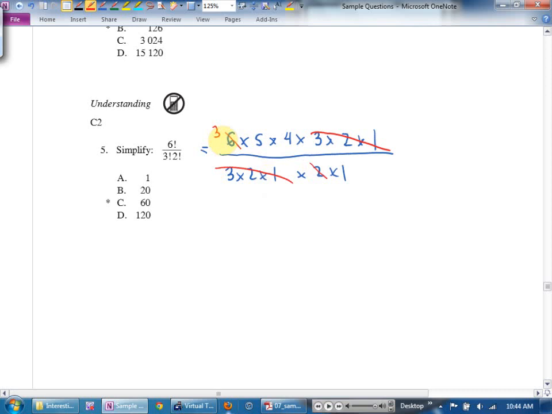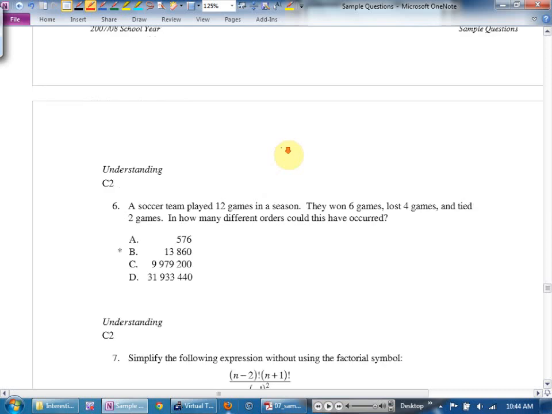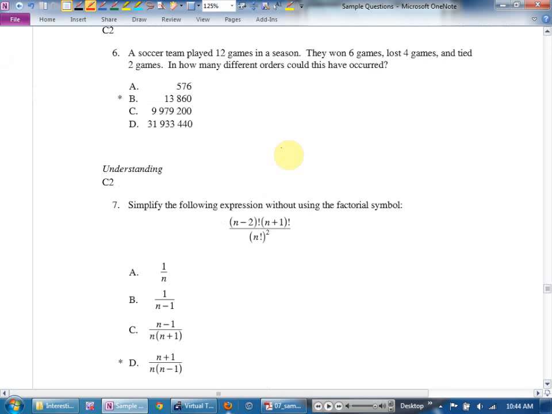Soccer team played 12 games in a season. They won 6, they lost 4, and they tied 2. How many different orders? Orders tells you it's a permutation. How many different orders could this have occurred? Well, look, they won 1, 2, 3, 4, 5, 6. Lost 1, 2, 3, 4. Tied 2. That's a word. How many letters in that word grand total? 12. How many W's? 6. 4 losses, 2 ties. That's the answer. Type that in carefully.